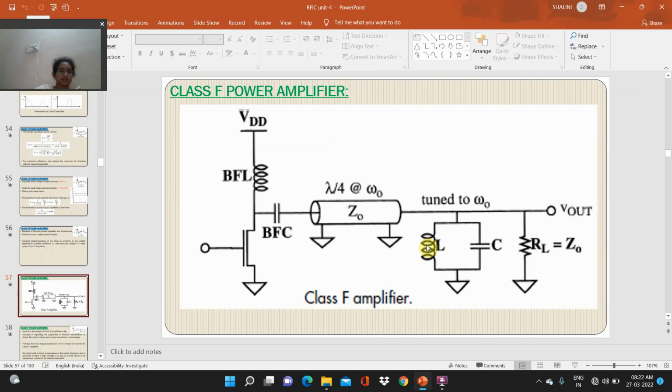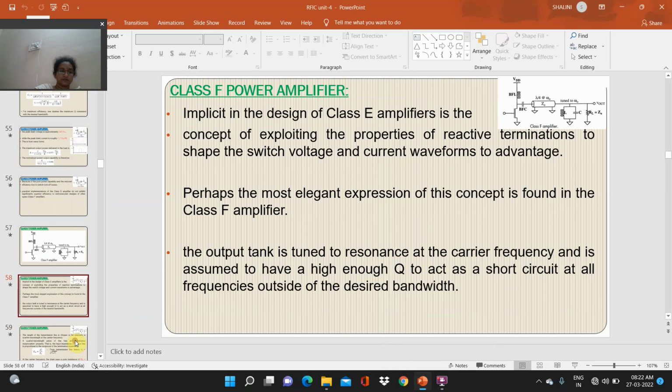Class F amplifiers. So here VDD, BFL, BFC, Z0 tuned to omega naught, V out, all these components are presented in the class F amplifier.